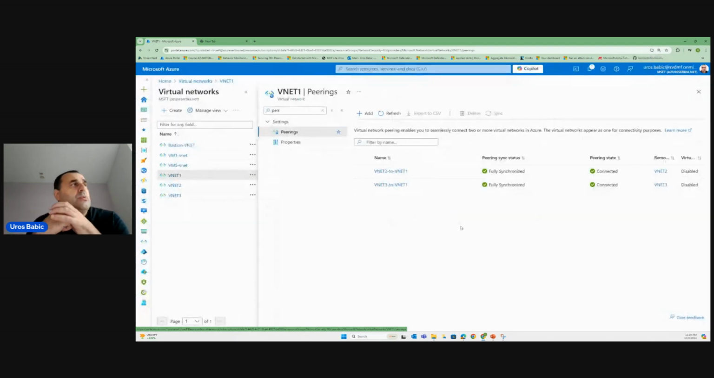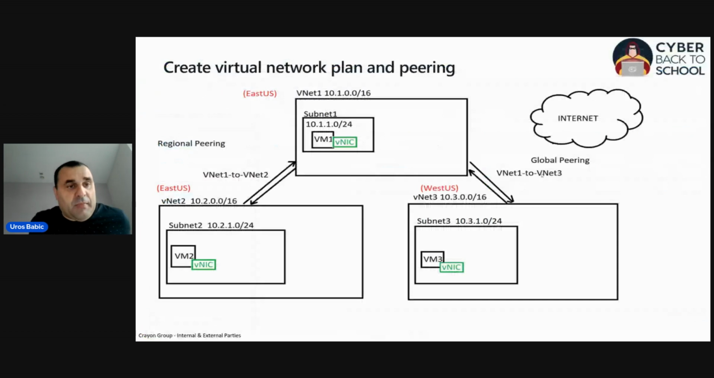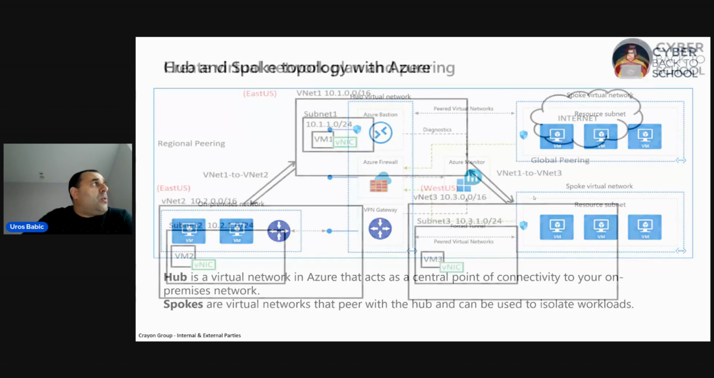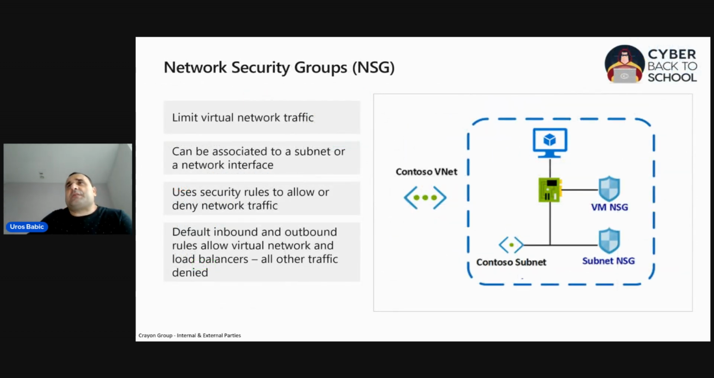Virtual network peering enables us to seamlessly connect two or more virtual networks in Microsoft Azure, and the virtual networks appear as one for connectivity purposes. That is the approach to understand this process. But firstly, we must create a virtual network plan, and peering is very easy. When we know what the hub and spoke topology in Microsoft Azure is, and how to create a virtual network plan and peering, it is easy to understand this process, how we configure network security groups.